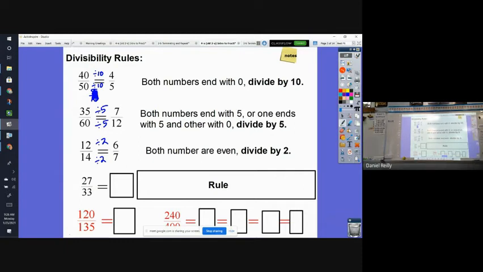27 over 33. Kenny. I know they're both divisible by 3. Yeah. Now these numbers are in your 3 times table, so you probably recognize that they're both divisible by 3. If they were bigger numbers than 27 and 33, like let's say 273 and 339, that's not even a good example, because you'll say something wrong.